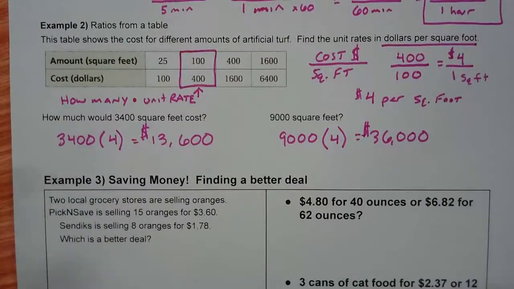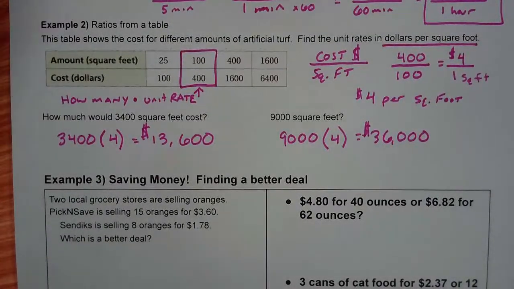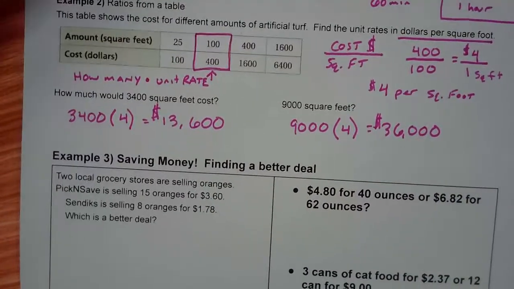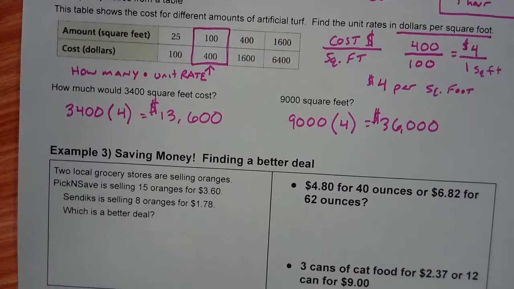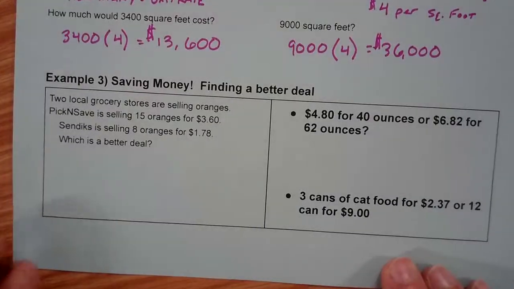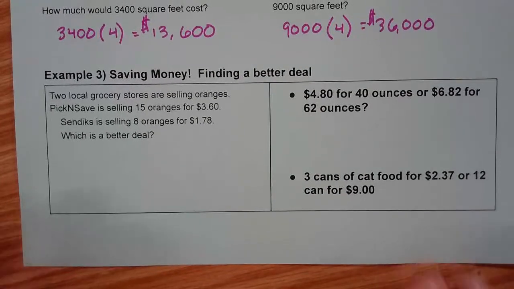Example 3, saving money. All right, so finding a better deal. Well, if I want to find a better deal, that means I'm comparing, which tells me I need unit rates. So we have 2 local grocery stores selling oranges. Pick and Save sells 15 oranges for $3.60. Sendix is selling 8 oranges for $1.78. Which is a better deal?